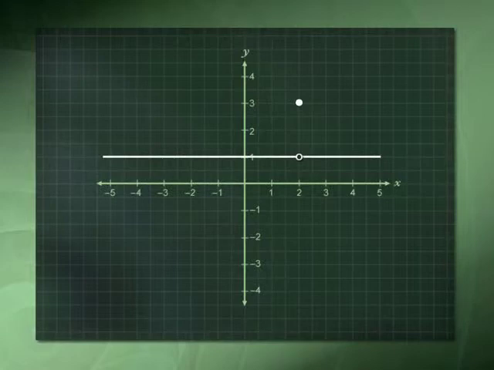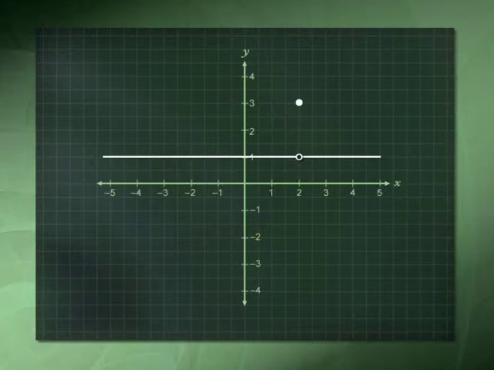I like to call this a hiccup function because it goes along, it has a hiccup and jumps up to 3, and then goes back down to 1. And the question is, what's the limit of this function as x approaches 2? Well, the point of this is that the limit is 1. As x approaches 2, the function equals 1.